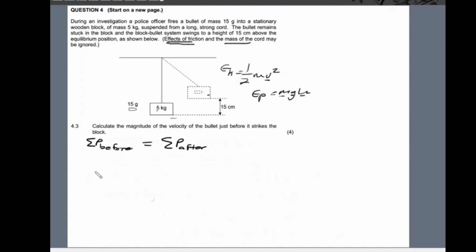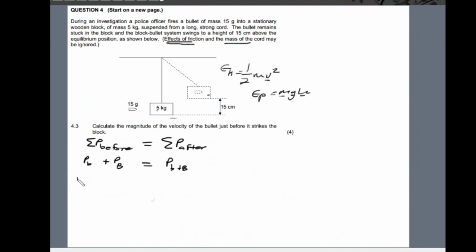So now the total linear momentum before collision will be the momentum of the bullet plus the momentum of the block, and then the total linear momentum after collision will be the total linear momentum of the block-bullet system. So we'll have p plus capital P, because the bullet and the block are now one system, right? So now here we have the momentum of the bullet.